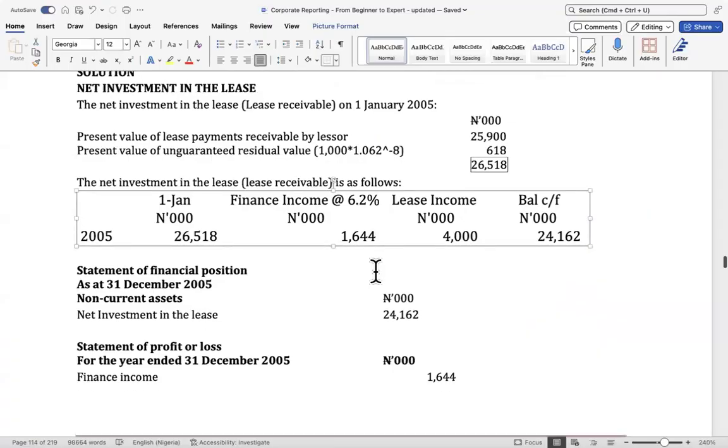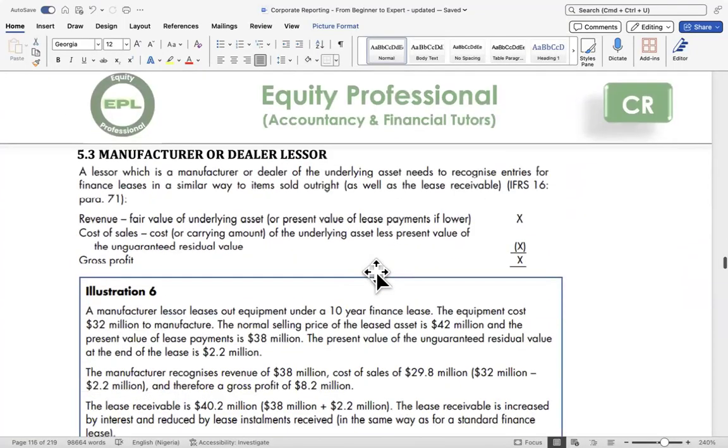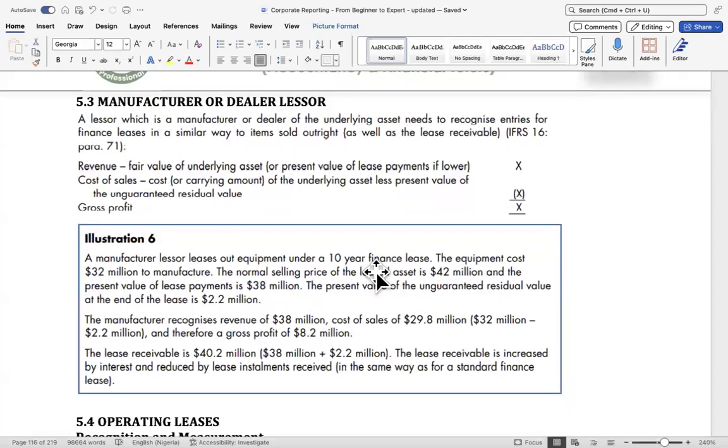Okay. Now, still on lessor accounting, I just want to introduce something to you. It's particularly important for you guys. We call that a manufacturer or dealer lessor, which is a lessor that also sells that same asset he has leased out.